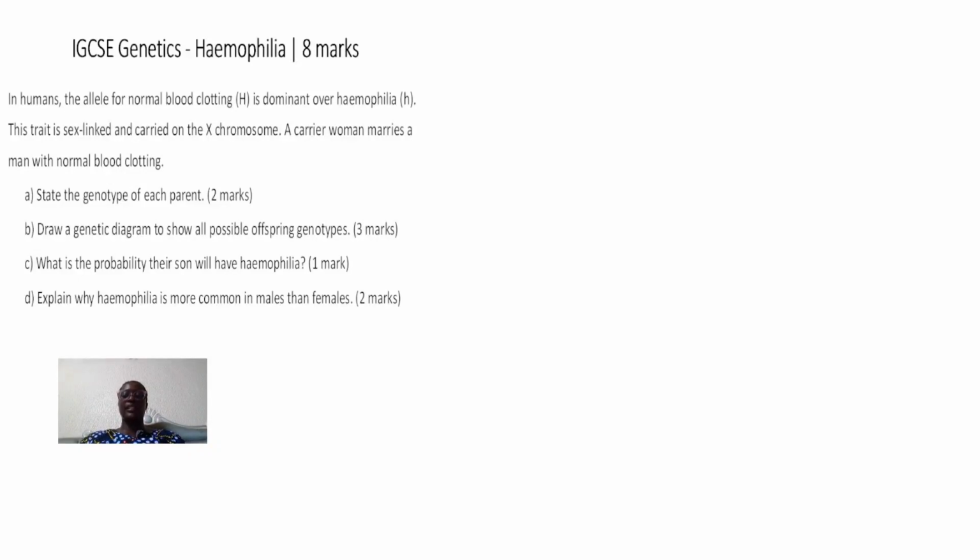In humans, the allele for normal blood clotting, capital H, is dominant over hemophilia, small h. This trait is sex-linked and carried on the X chromosome. A carrier woman marries a man with normal blood clotting. A. State the genotype of each parent.